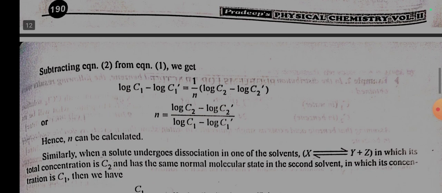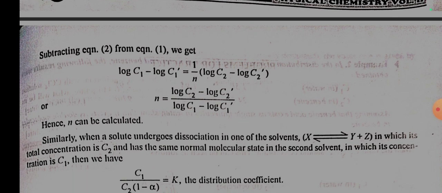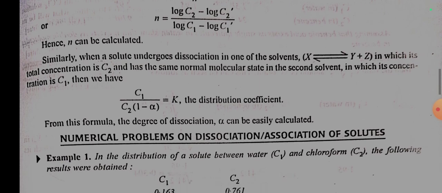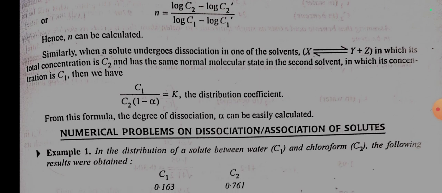For two sets of values, C1, C2 and C1', C2', we have log C1 = (1/n) log C2 + log K, and log C1' = (1/n) log C2' + log K. Subtracting equation 2 from equation 1, we get log C1 minus log C1' = (1/n)(log C2 minus log C2'), or n = (log C2 minus log C2') upon (log C1 minus log C1'). Hence, n can be calculated.